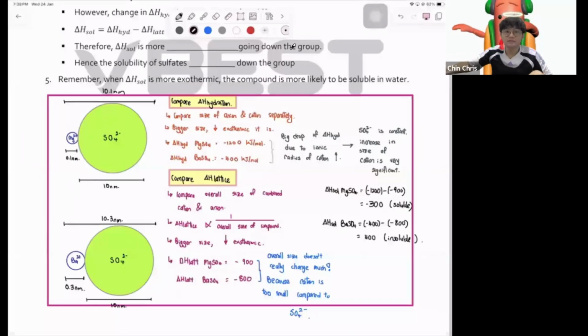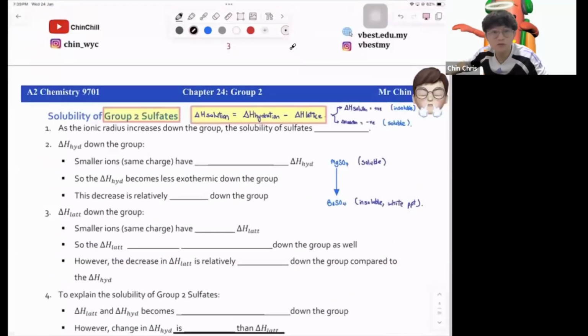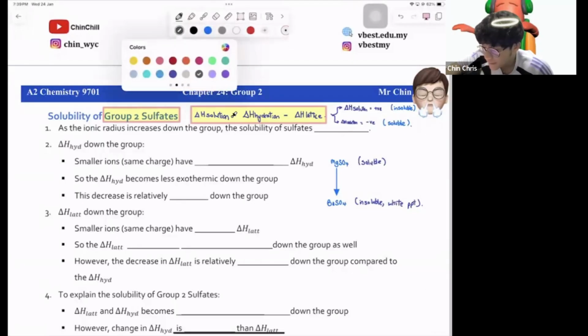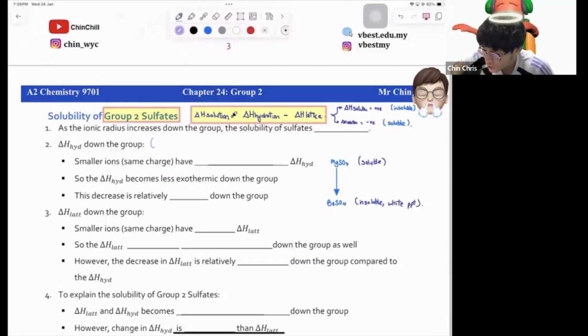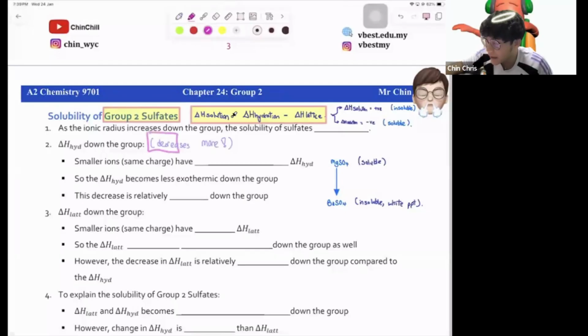Okay, guys, done. Alright, now let's continue. Let's look at your hydration. Always remember, in sulfate, my hydration decreases more. I want you guys to put it here: hydration decreases more. Why? Guys, why does hydration decrease more? Because, again, I already showed it in the diagram below.